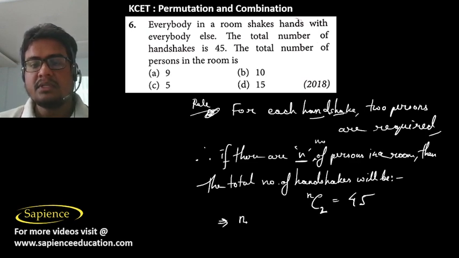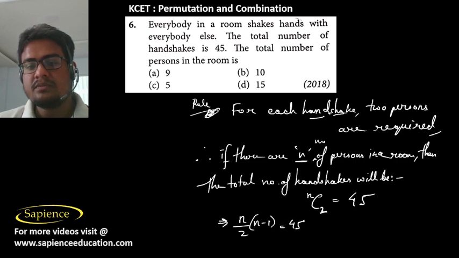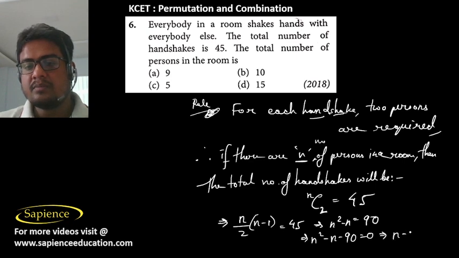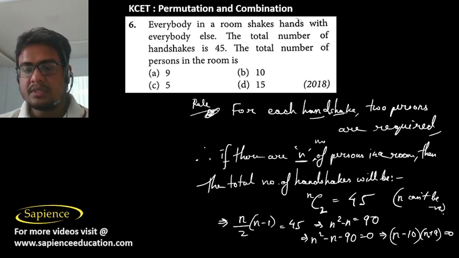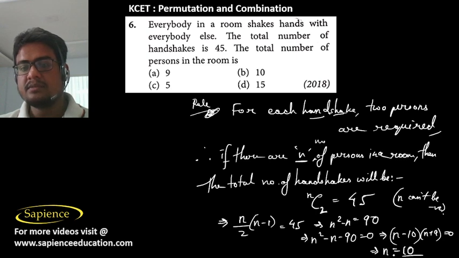So NC2 means n by 2 into n minus 1, that is equal to 45. So I can say that n square minus n is equal to 90. So therefore n square minus n minus 90 is equal to 0. And if we factorize it, then we will get n minus 10 into n plus 9 equal to 0. So now n can't be negative. So therefore n plus 9 cannot be 0. So therefore n should be equal to 10.